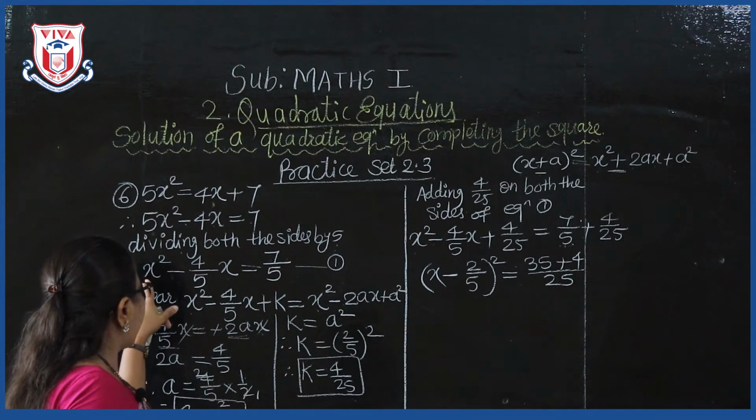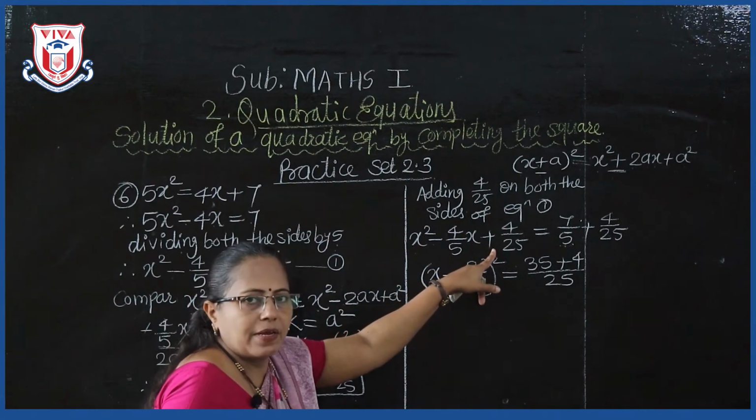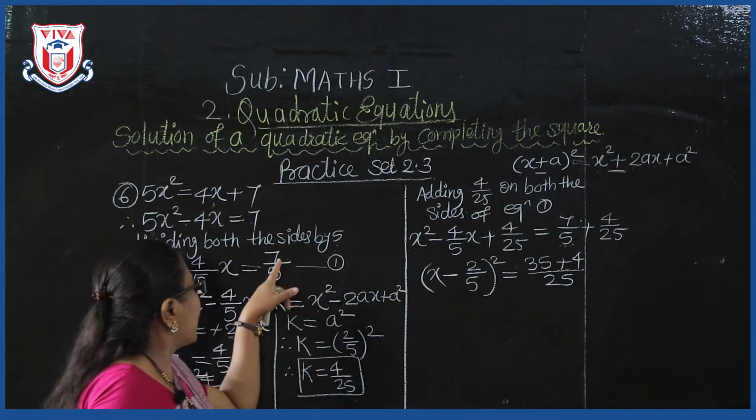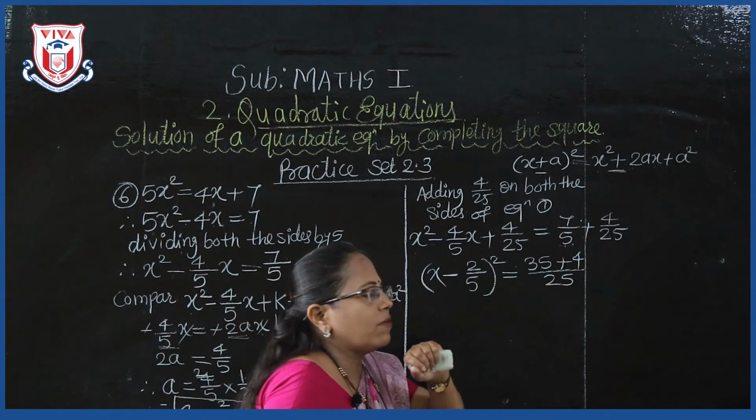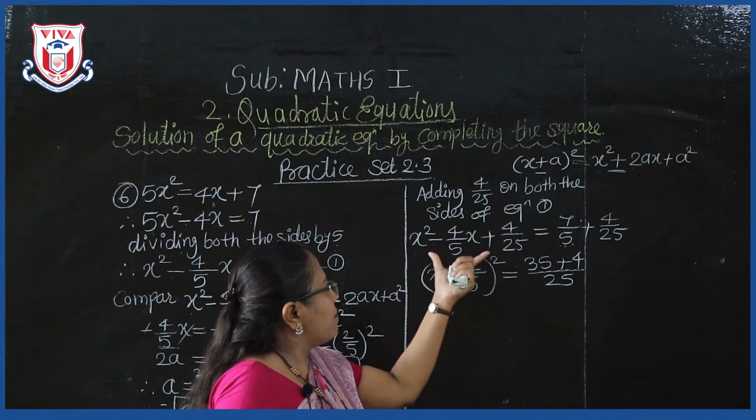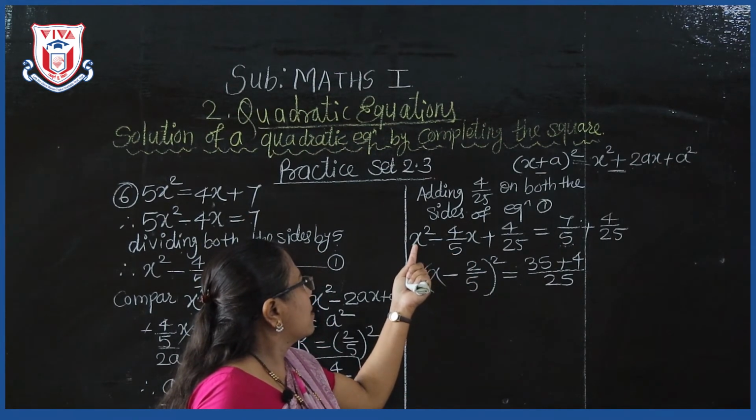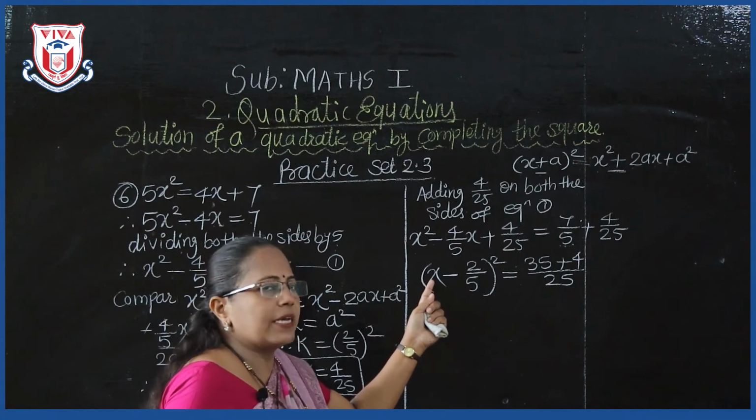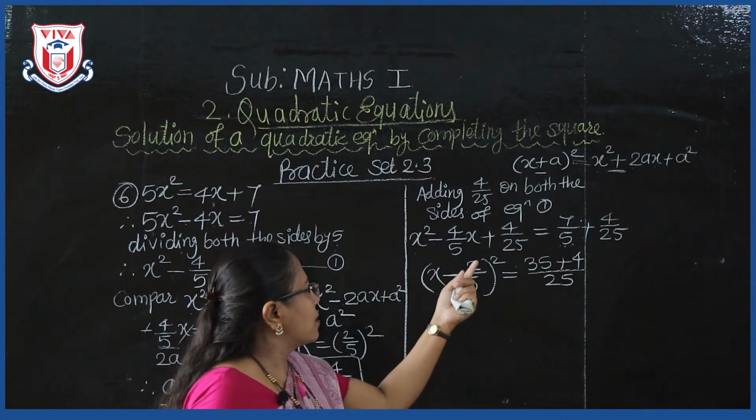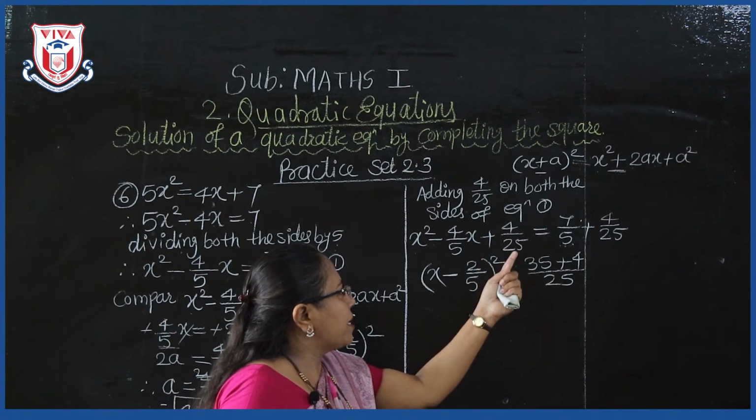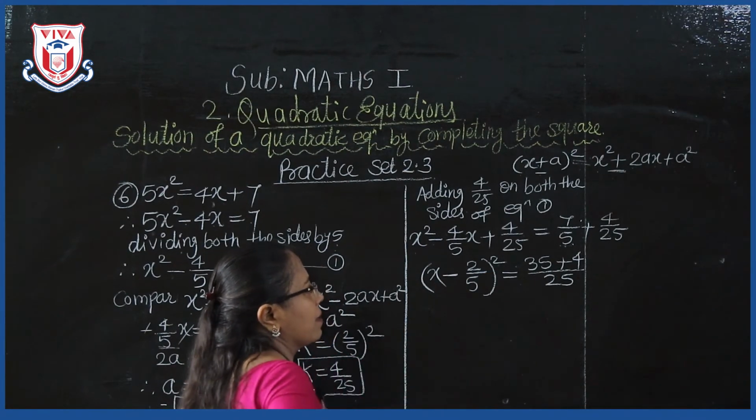Left hand side is x square minus 4 upon 5x plus 4 upon 25. Okay. Equal to right hand side is 7 upon 5 plus 4 upon 25. Now here this left hand side is the expansion of a square of a bracket. So first term is x square, its square root is x. Middle term sign minus, so write here minus. Third term is 4 upon 25, its square root is 2 upon 5, bracket square.